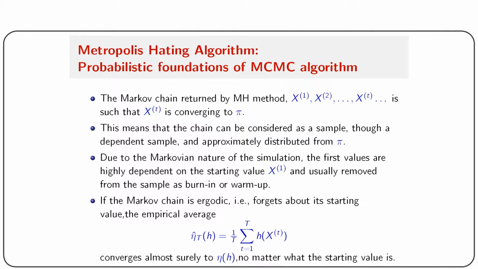If the Markov chain is ergodic, that is, forgets about its starting value, the empirical average eta-hat_T(h) equals 1 over T, sum over t equals 1 to T of h(xt), converges almost surely to eta(h), no matter what the starting value is.